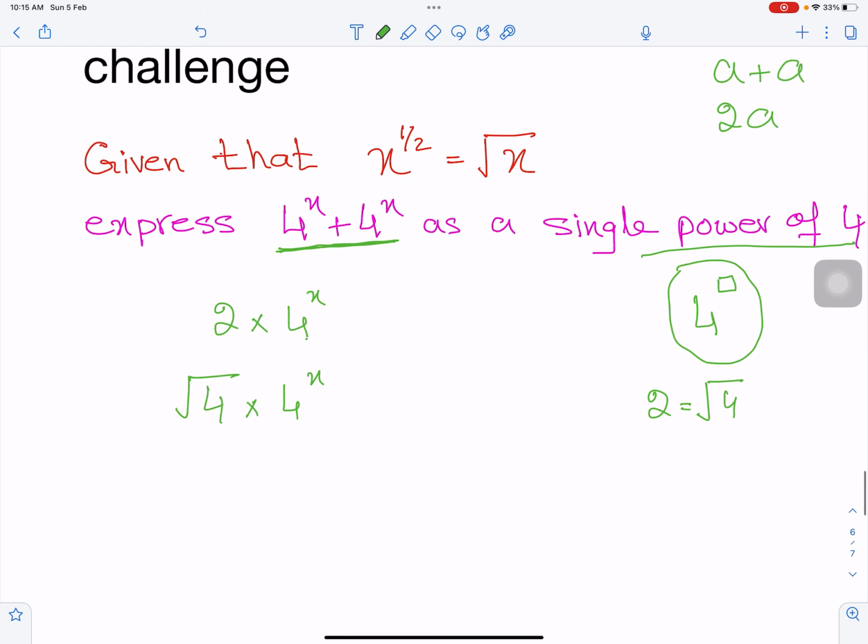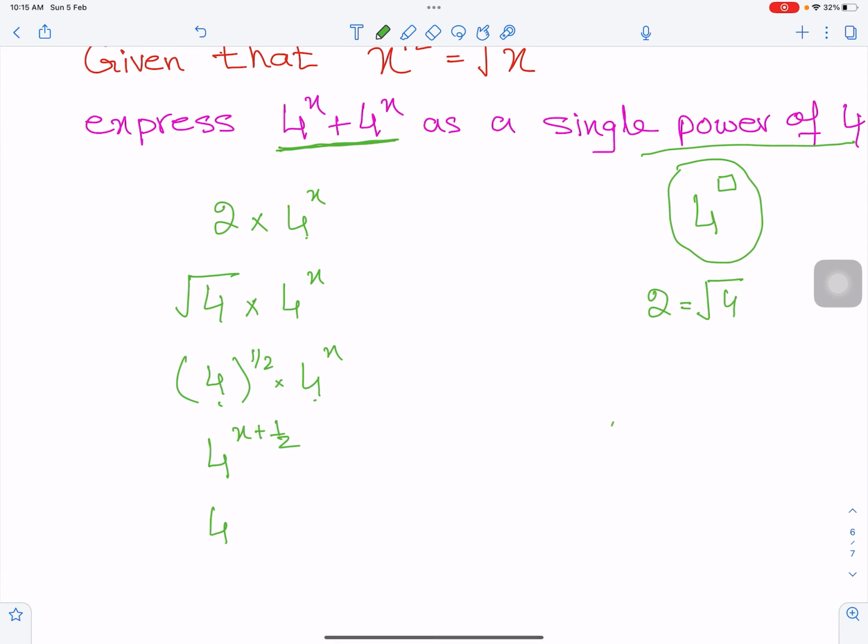And root we have just studied means power half. Sorry, 4 power half. Now bases are same, so powers will add up. So this is how you will write as a single power of 4. Is it done or not? If you want to further simplify it, you can take LCM, but you can leave it here. That is just an extra part if you want to do. It will be 2x plus 1, which is 2x plus 1 upon 2. So you can write it like this. So it is now a single power.